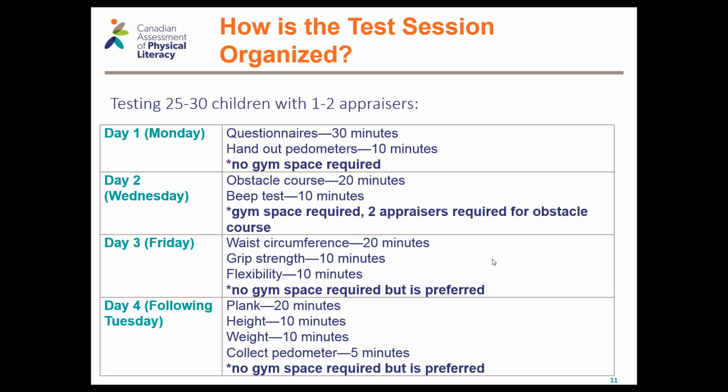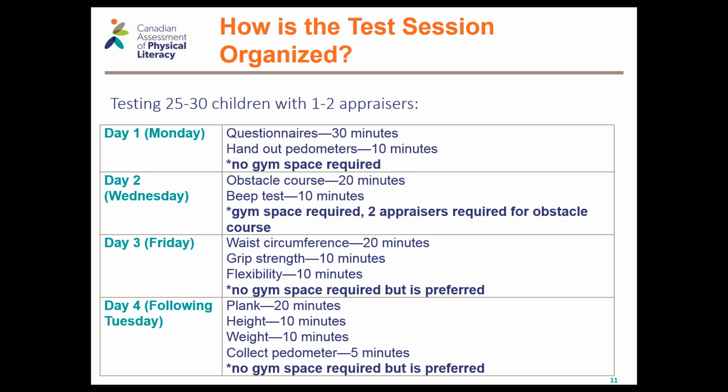Okay, so this is an example of how you could administer CAPL over the course of a week, and then the following day the next week. So let's say day 1 would be Monday. This would be for children, 25 to 30 children. You'd need about 1 to 2 appraisers for each day.